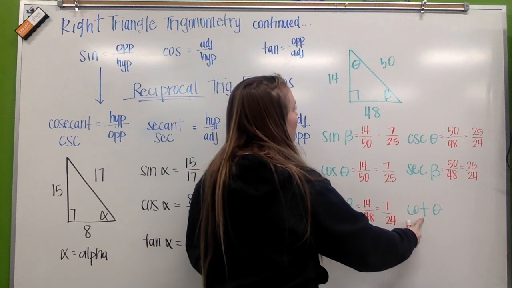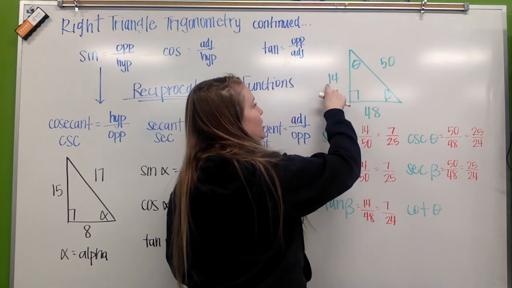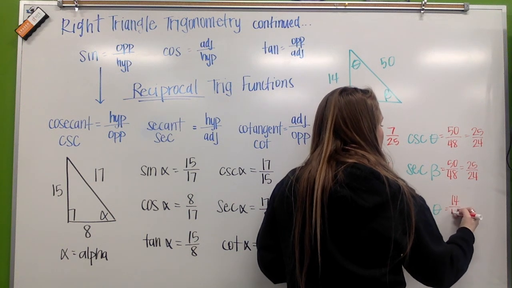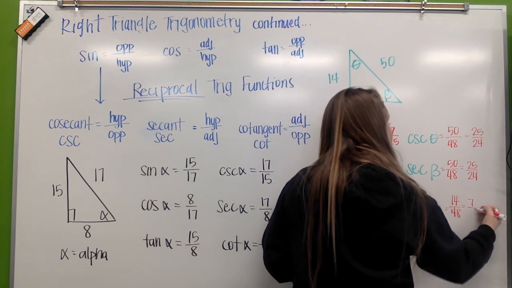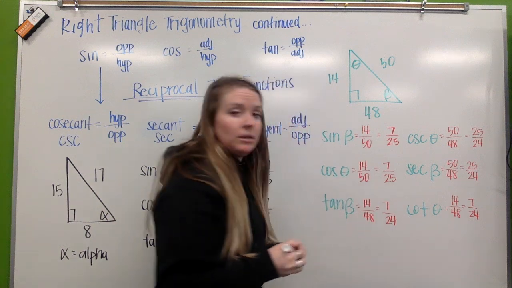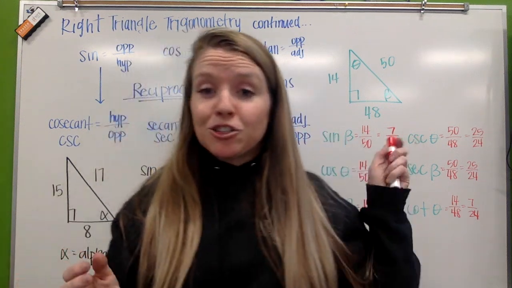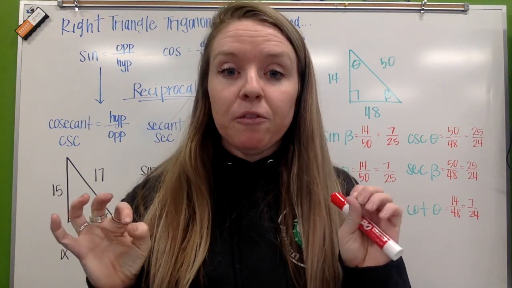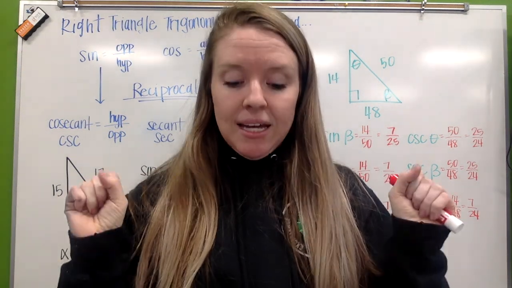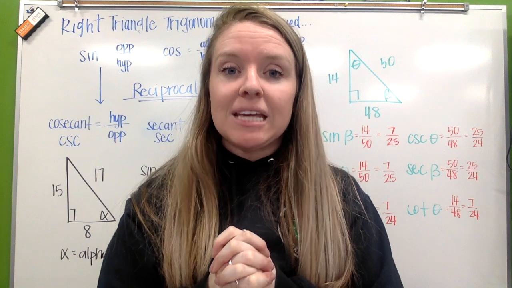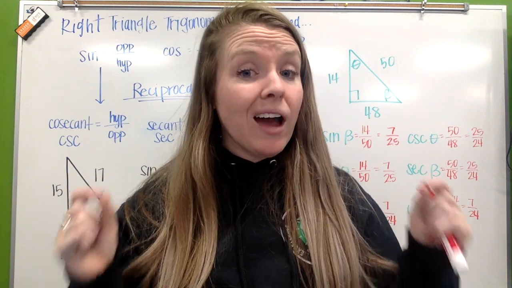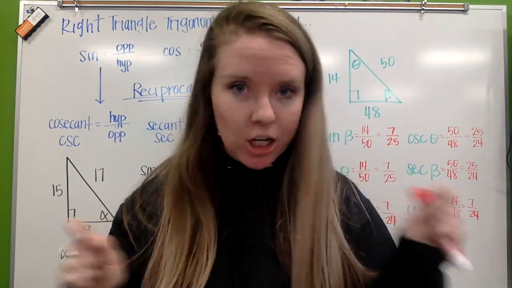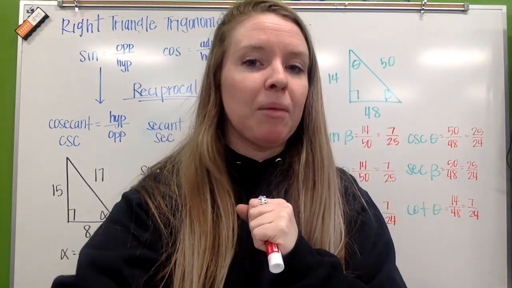Okay, last one, cotangent of theta. You're going to have adjacent over opposite. So that's going to be 14 over 48, which is 7 over 24. Okay, a little tricky on that one just because I changed up the angles a little bit. Fully simplify your fractions. And then we're going to come back with another example where we're not using Pythagorean triples. What happens if our sides aren't nice numbers? Check back in and take a look.